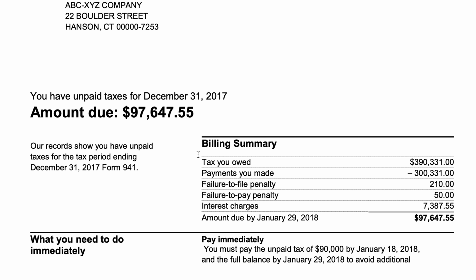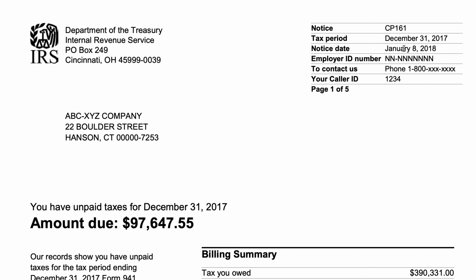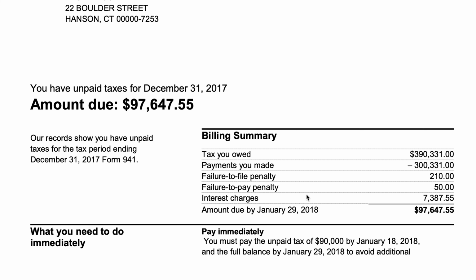So let's take a closer look at this. There's the tax form. Basically, you have unpaid taxes. This is broken down into the tax that you owed, followed by the tax payments that you made. So that was $90,000. The rest of this is either penalties or accrued interest. This is not realistic. I don't think that $7,000 of interest would have accrued over an 8-day period, but this is just to illustrate how the IRS does calculate it.